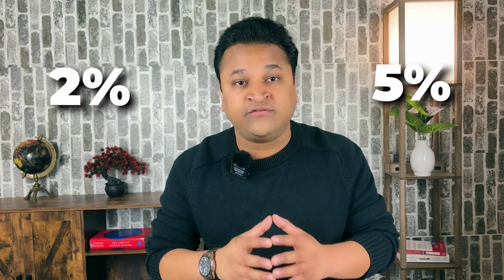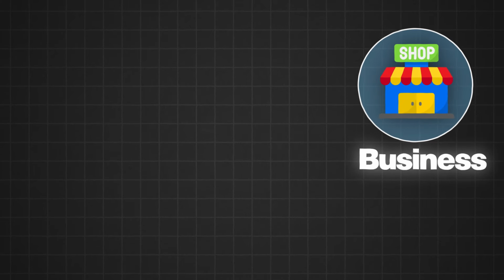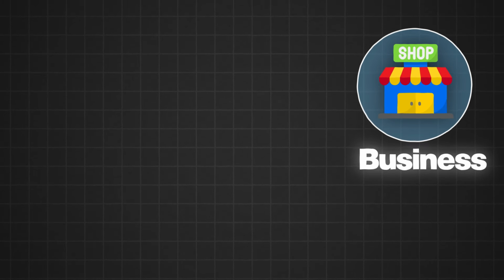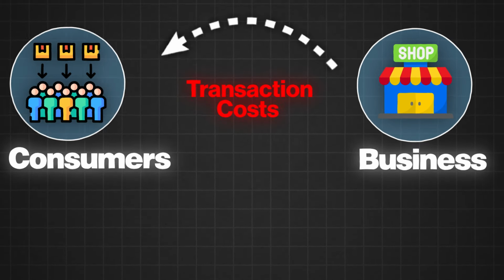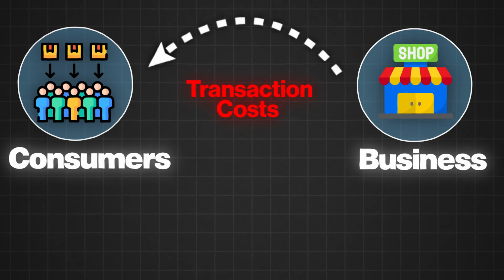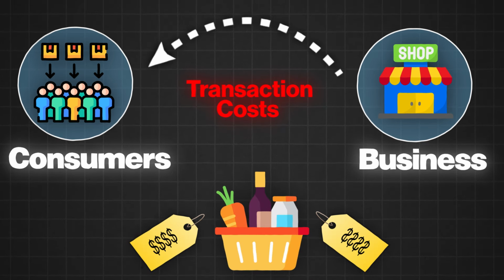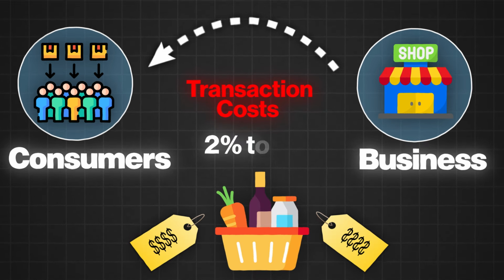These costs can be as much as 2% for local transactions and up to 5% for international ones. Businesses usually don't pay these costs themselves. Instead, they pass them on to the consumers like us. So current transaction costs can make things more expensive for consumers by around 2 to 5%. With CBDC, these transaction costs will go down, which will make things cheaper for consumers like us.